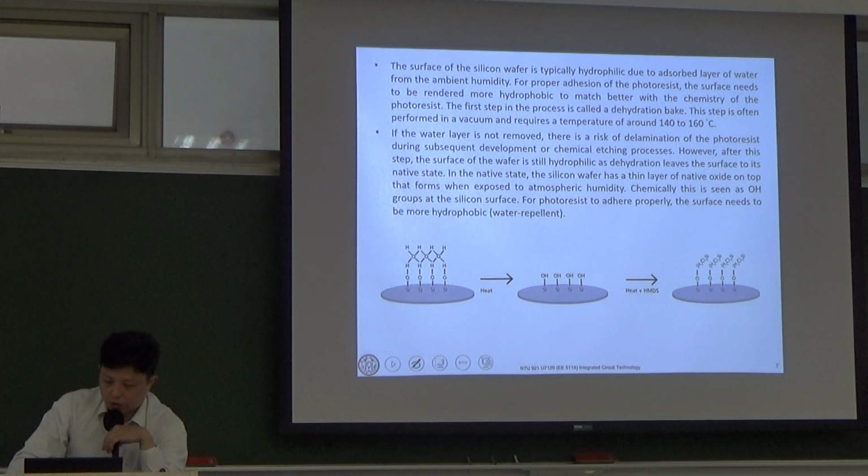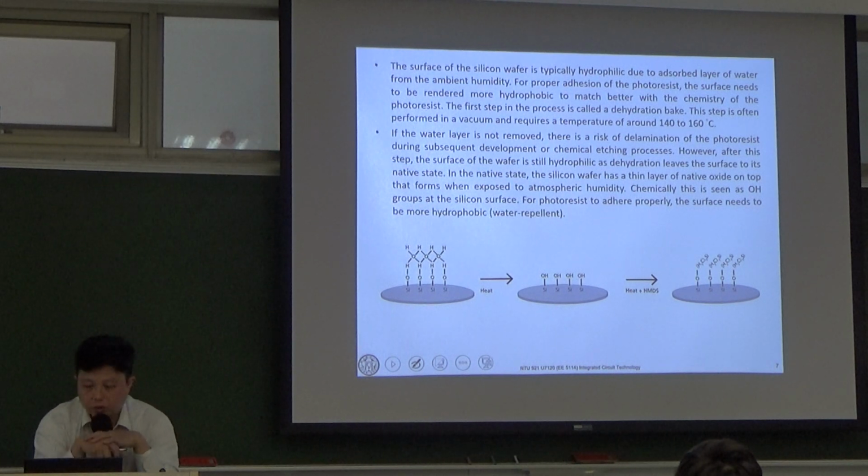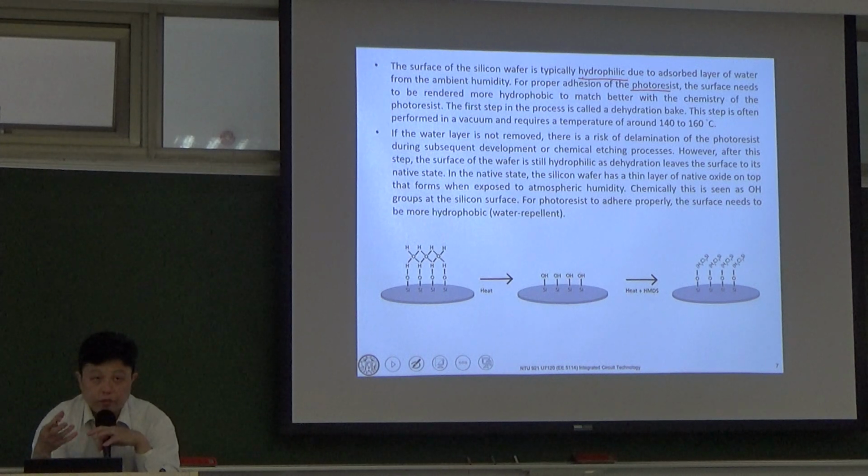Okay, so here are just some figures and description about how HMDS can help you promote the adhesion between your wafers and photoresist. Because the silicon wafer is typically hydrophilic due to absorption of some water from the ambient environment, and in order to have your photoresist on top of it, the surface needs to be more hydrophobic.